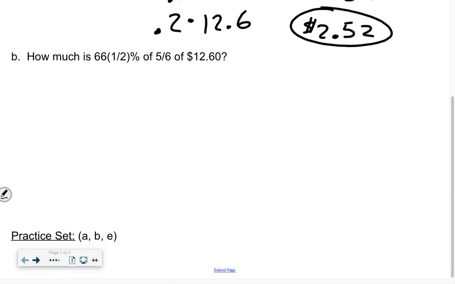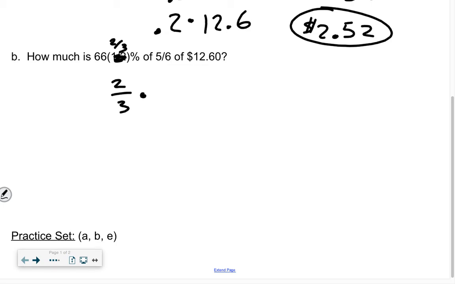Let's do one more. Let's look at B. Here we want to know how much is 66.5% of 5/6 of 12.60. And actually, instead of 1/2, we actually want to look at this as being 2/3. So I apologize. 66 2/3%. Do we know what fraction that is? Well, I do know that that's going to be exactly 2/3.